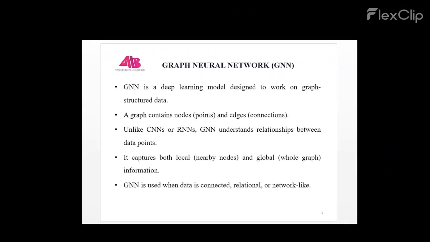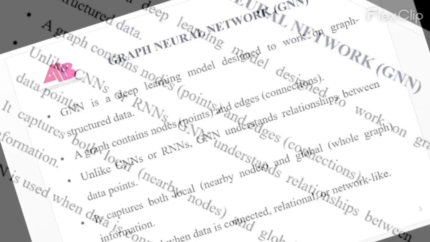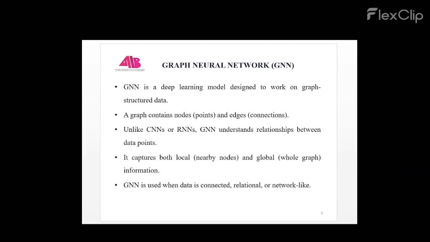So first point, GNN is a deep learning model designed to work on graph structured data. What is a GNN? GNN stands for Graph Neural Network. It's a type of deep learning model, but unlike usual neural networks that work on images or text, GNNs are designed to work with graph structured data. The data there is connected like a network. A graph contains nodes and edges.